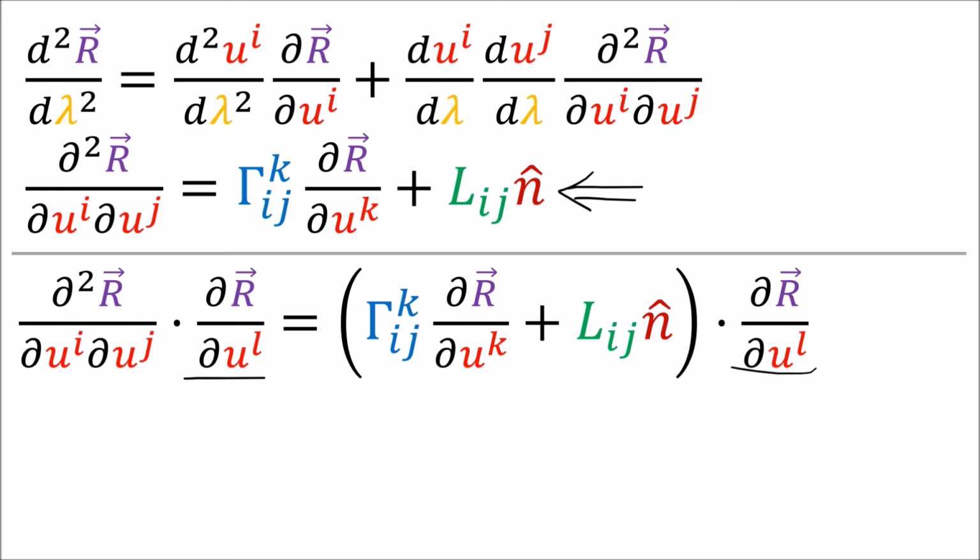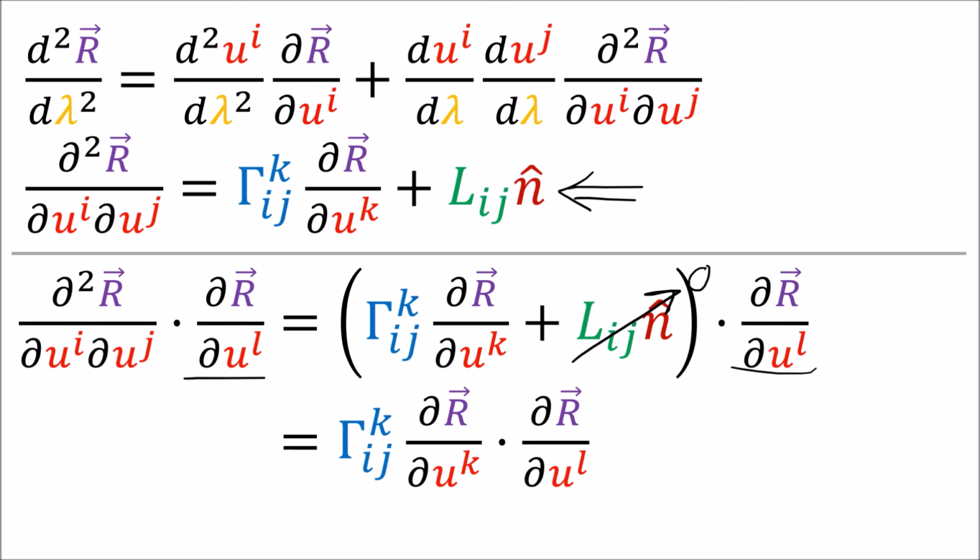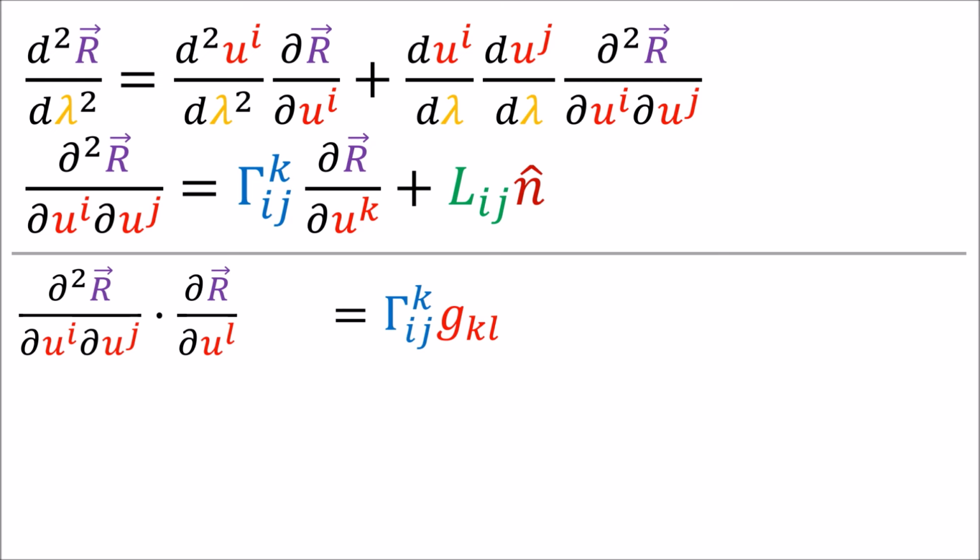And so we get this, and this term will go to zero since n hat is perpendicular to the tangent vector. And so on the right-hand side, we're left with the Christoffel symbols summed with this dot product of tangent vectors. But this dot product of tangent basis vectors is just the metric tensor by definition. So we can rewrite this as the components of the metric tensor. So now we have this.